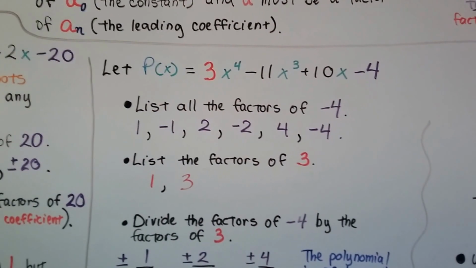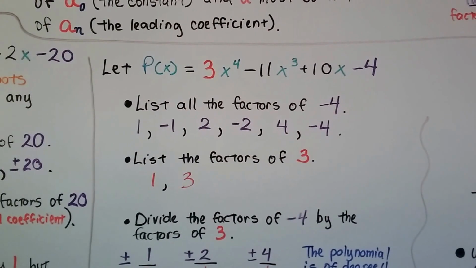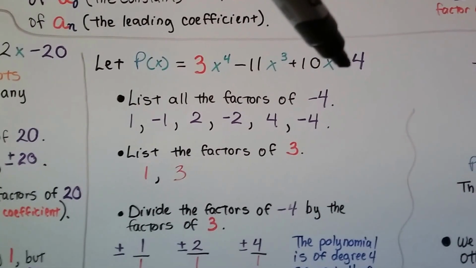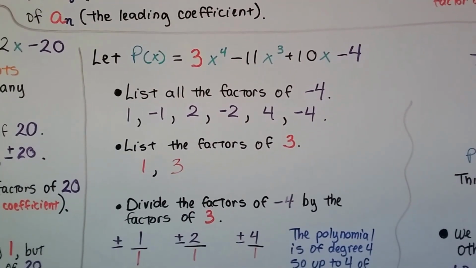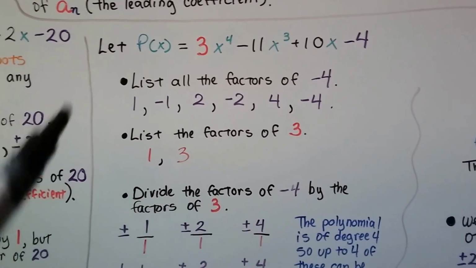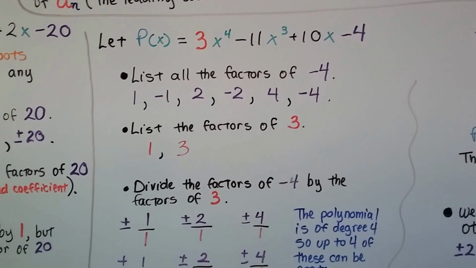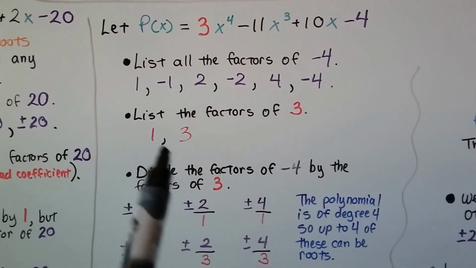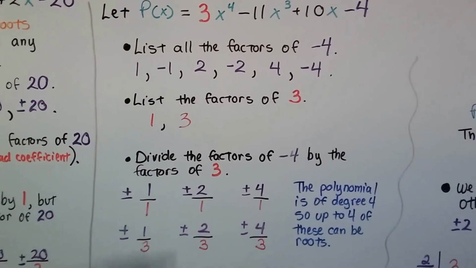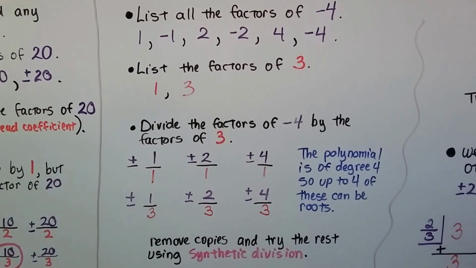So we're going to let p of x equal 3x to the 4th minus 11x to the 3rd plus 10x minus 4. So here's our constant, 4, and here's our lead coefficient, 3. We list all the factors of negative 4. Got a positive and negative 1, positive and negative 2, positive and negative 4. And we list the factors of 3. It's a 1 and a 3. So here's our numerators, here's our denominators.